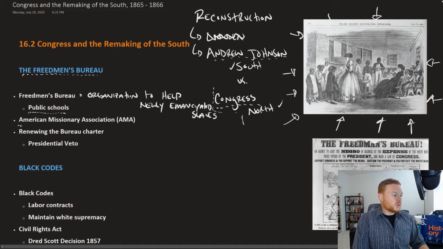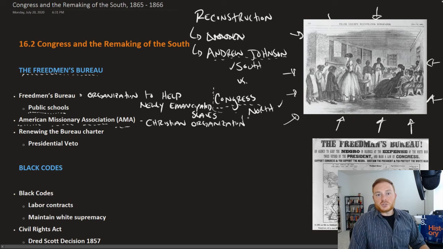You also had other organizations that assisted with the transition from slavery to emancipation. The American Missionary Association, or AMA, this was a Christian organization. And so the two worked together to provide things like food, shelter, education, jobs, you name it, they were there really to assist with this new transition.